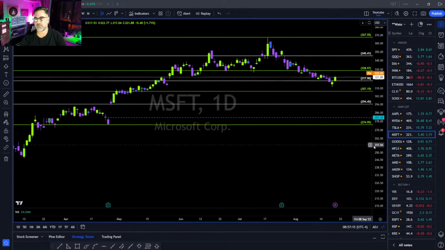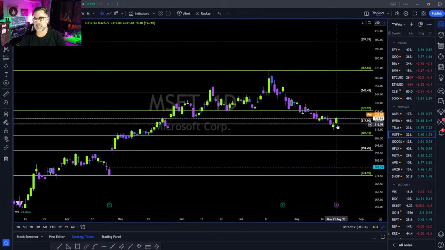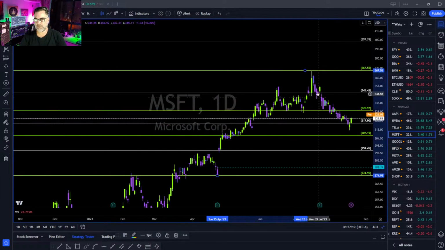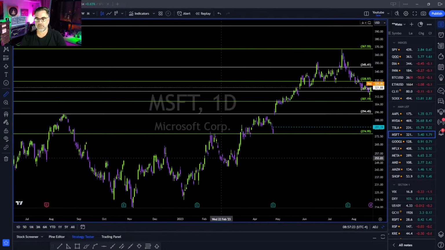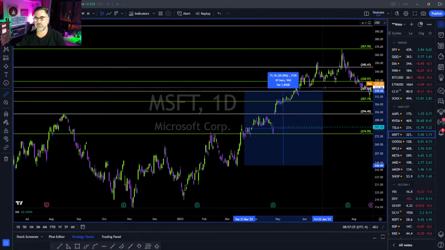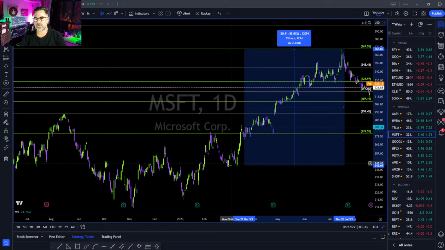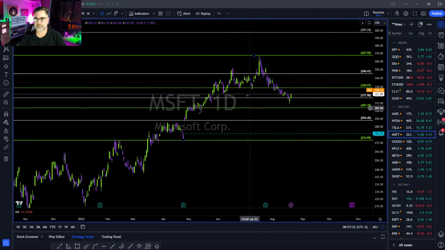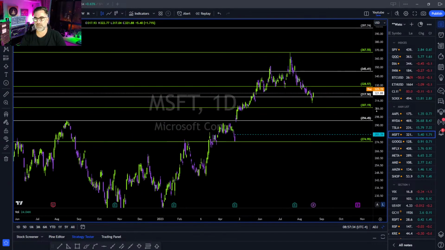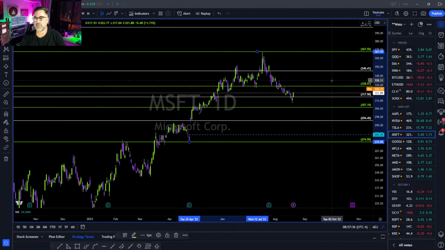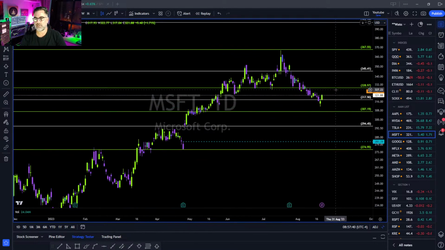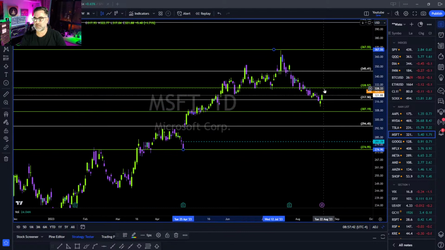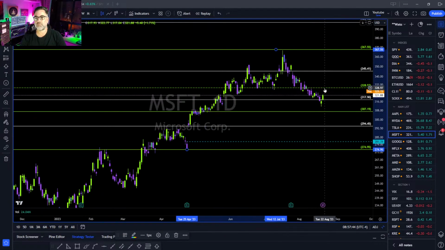Microsoft. Let's take a look at Microsoft. After gaining a huge bull trend, 50% since March, some kind of a pullback retracement, very healthy, now trying to bounce. 329, very tough test for the bulls.